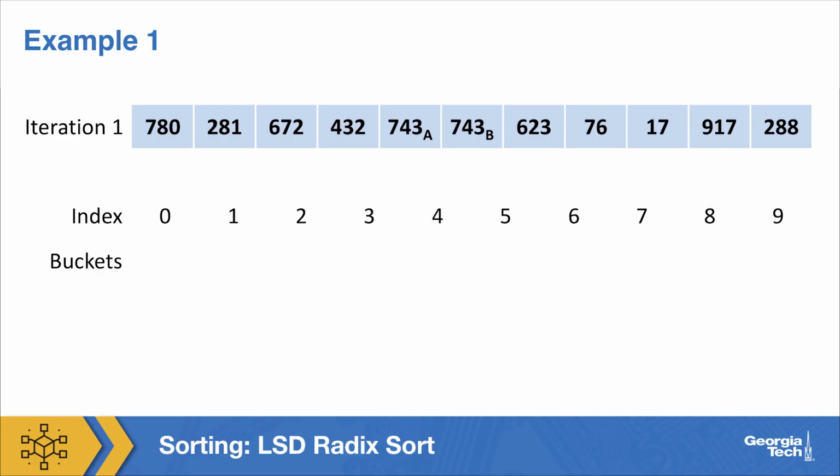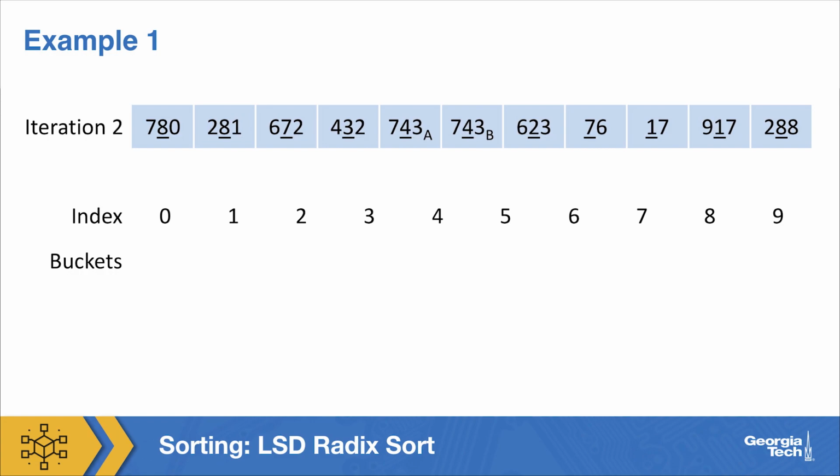Let's take a moment to examine the array after one iteration. It may not look like anything was accomplished, but take a closer look at just the ones digit. They are all sorted by this digit.